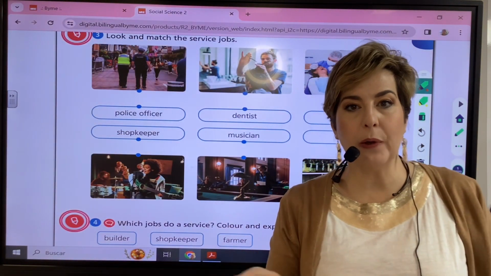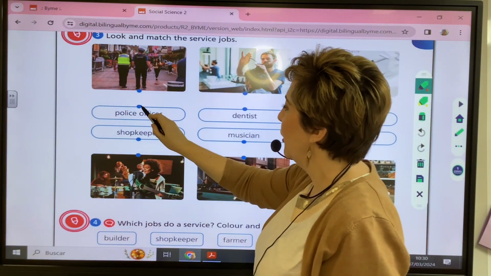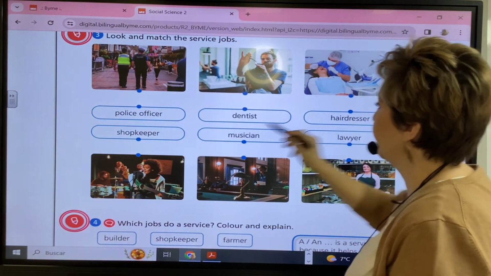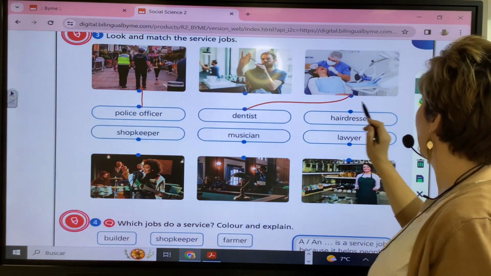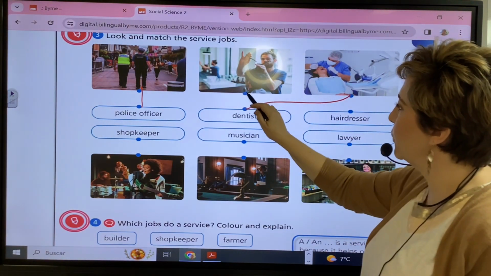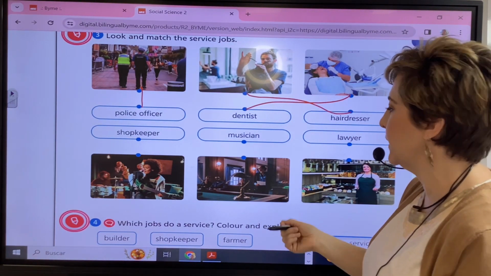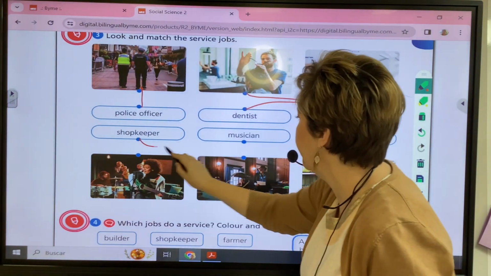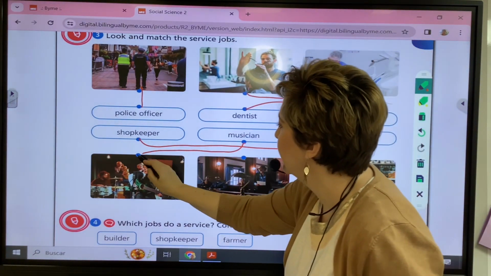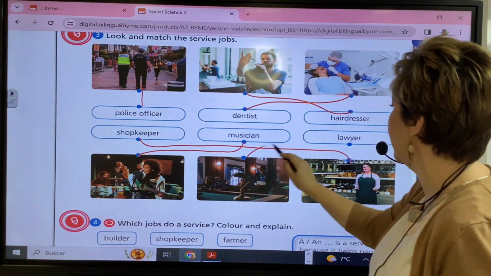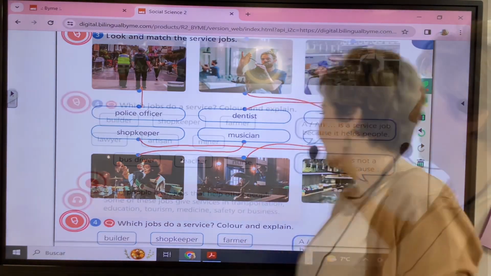Let's see some more examples of group number three. We have police officer. We have a dentist. We have a hairdresser. That's group number three. They give a service, so they provide a service. A shopkeeper, a musician, she's an artist, and lawyer. Lawyer, remember we said is abogado.